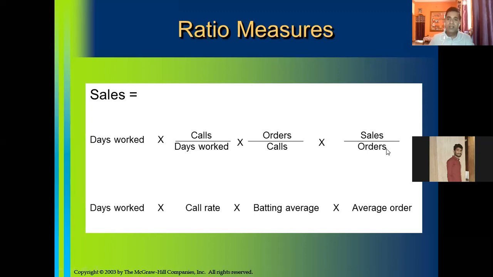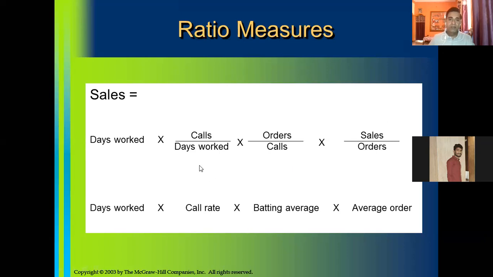Sales divided by orders: the total sales volume achieved by the sales rep divided by the number of orders will show the average order size. This way, by combining the output and input factors, a company can identify the ratios which can be used in evaluation of a sales representative. We are going to consider an illustration at the end of the chapter where we learn how these ratios are used to evaluate the performance of sales representatives.